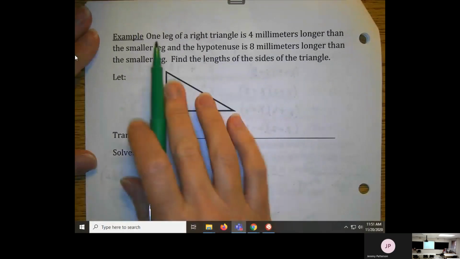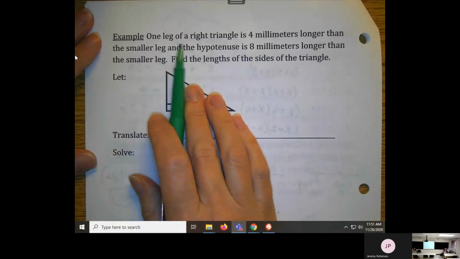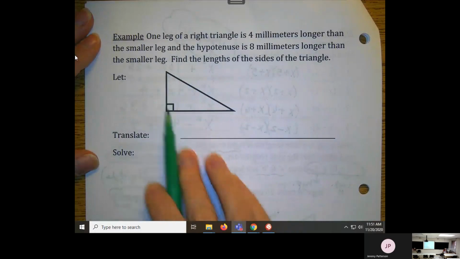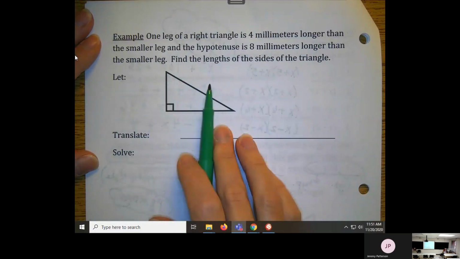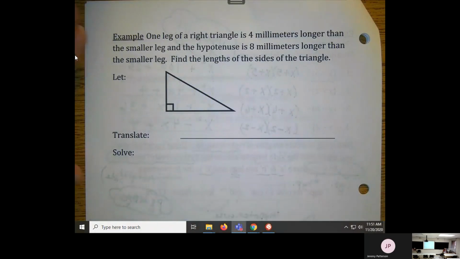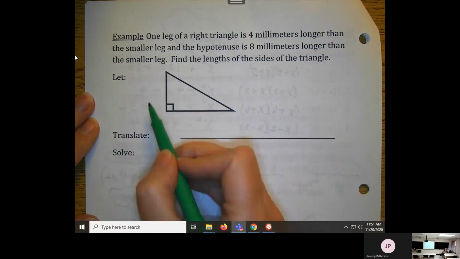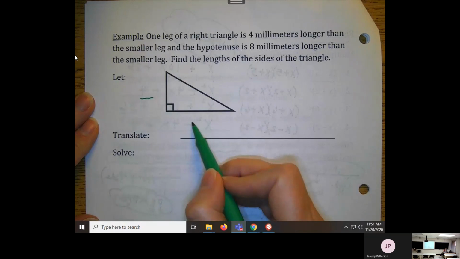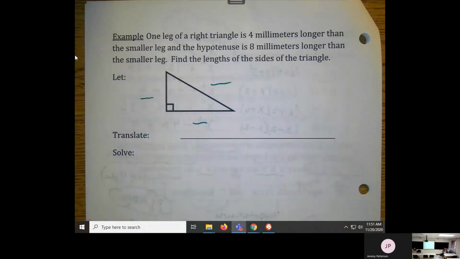So in a second, I'll give you a minute to read it through. Notice what they're going to do is describe how the sides are related, and then ask us to find the lengths of all three. As you read it through, you might start to think how you could label the sides using some translating. I'll give you a minute to get started on that.